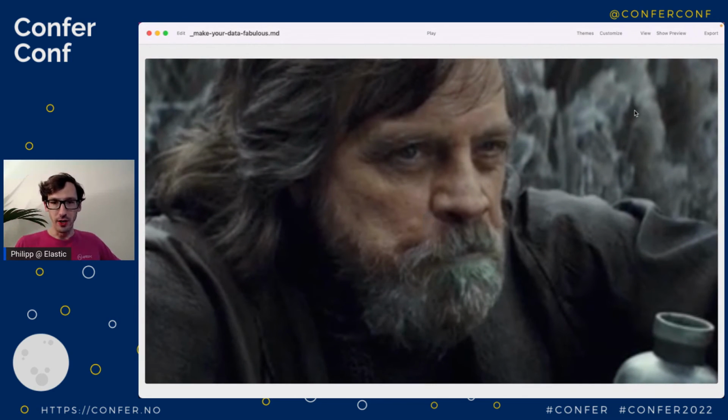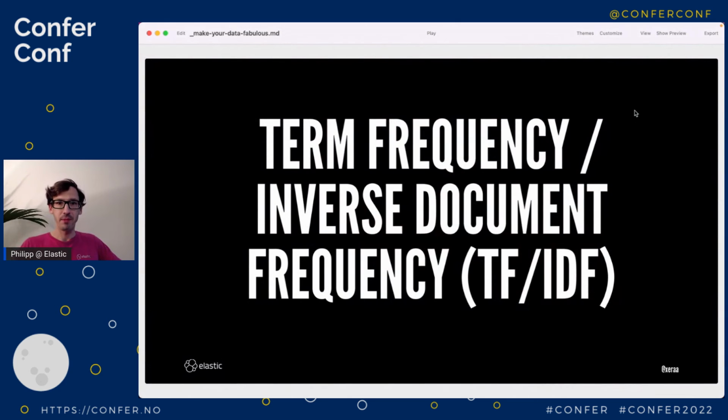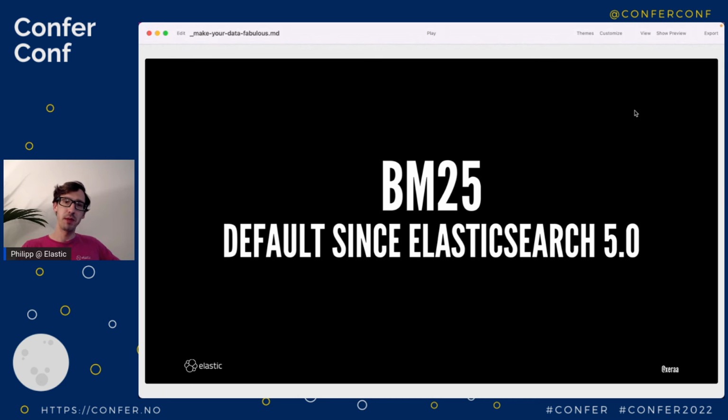What is going on here and why is this still wrong? What we're using in the background is called TF-IDF, term frequency and inverse document frequency. The current implementation of this is BM25, which stands for best match and is the 25th iteration of that best match algorithm, which has been the default in most full text search engines for a while.